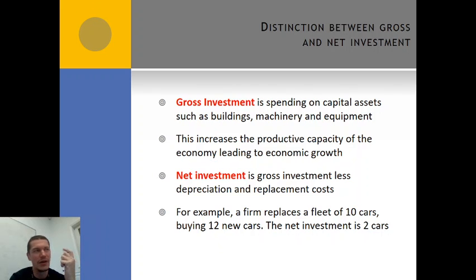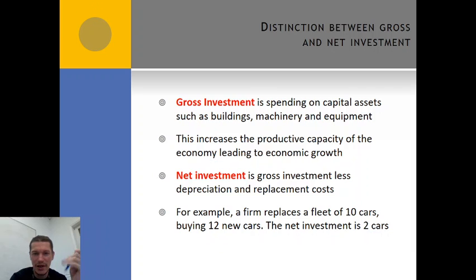If you think about it, when I get paid my salary, I get my gross pay, which is what I would have. Then I get my net pay, which is what I actually get with all the tax and national insurance and all that taken away. In this respect, for investment, gross investment is spending on capital assets like buildings, machines, and equipment.